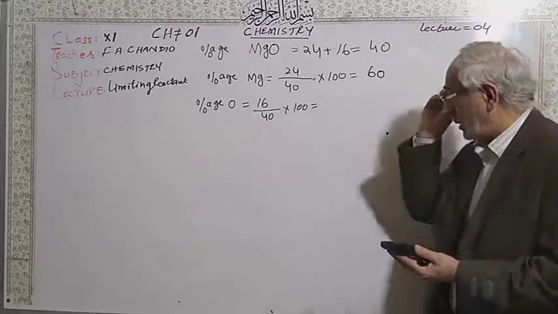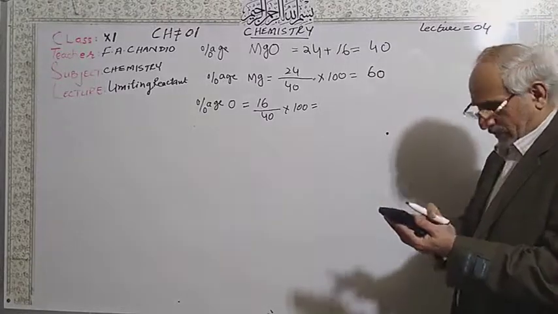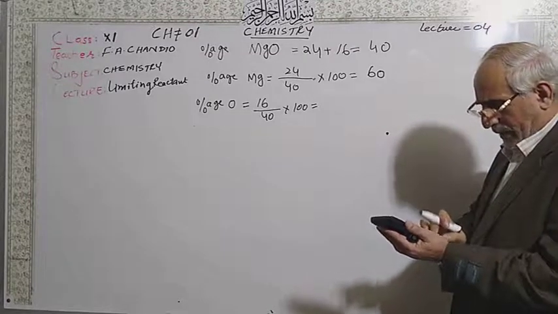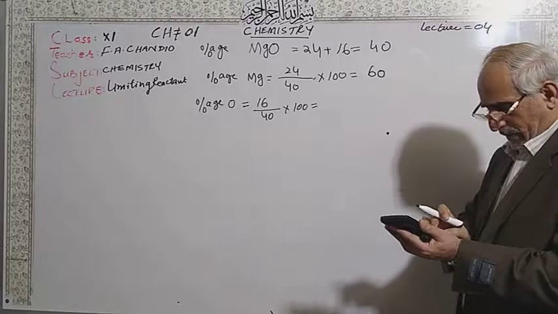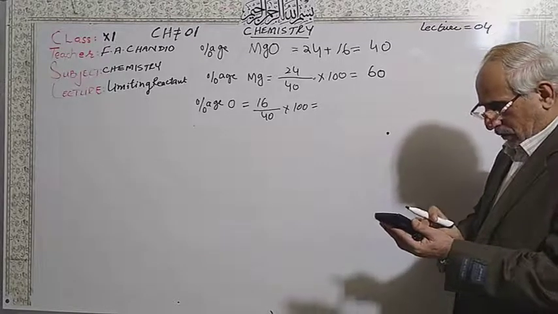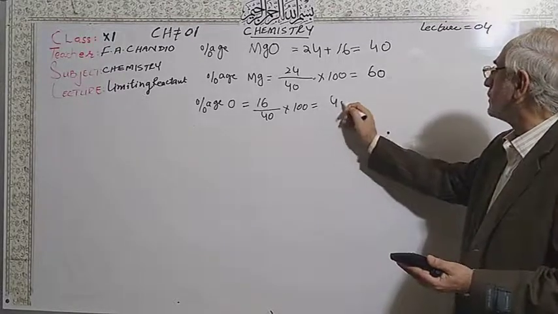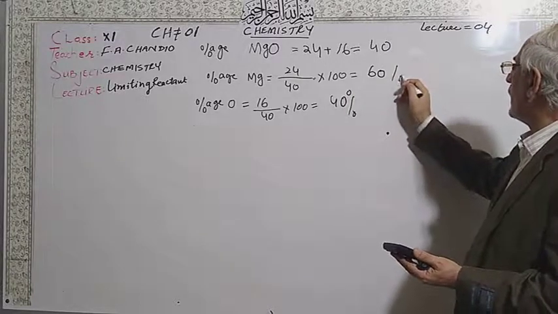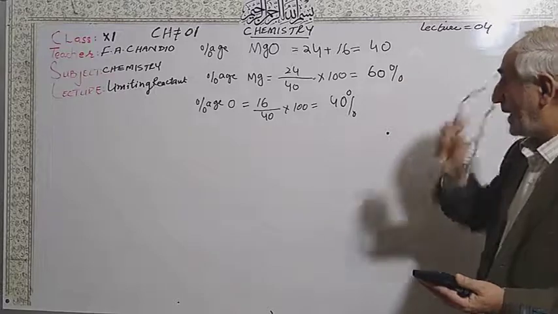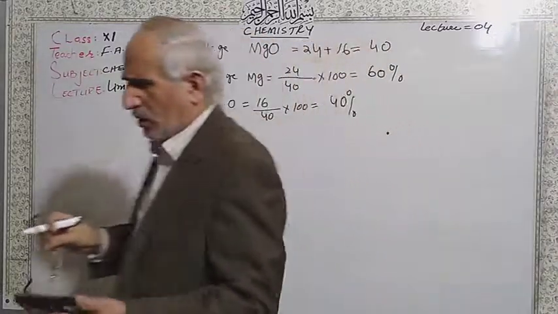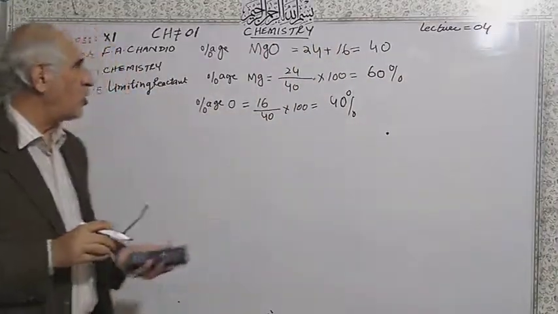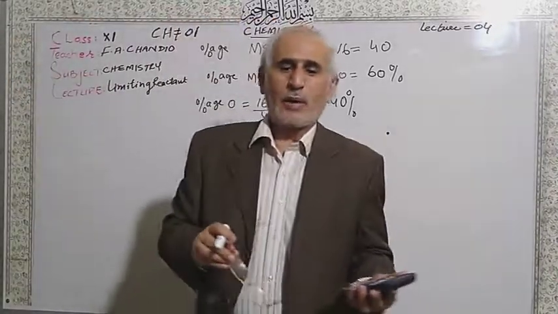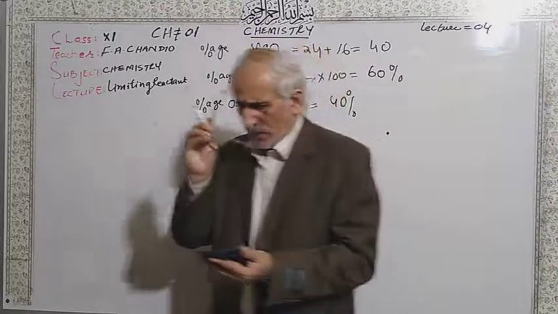So magnesium is 60%, so this will be 40%. We will also calculate 16 multiplied by 100 and divided by 40. You will get 40% for this one. So 40% is oxygen and 60% is magnesium. This is a simple method which is given in the book. In the lower classes you learned how to calculate the percentage composition of different atoms in a compound. So this is a simple topic.